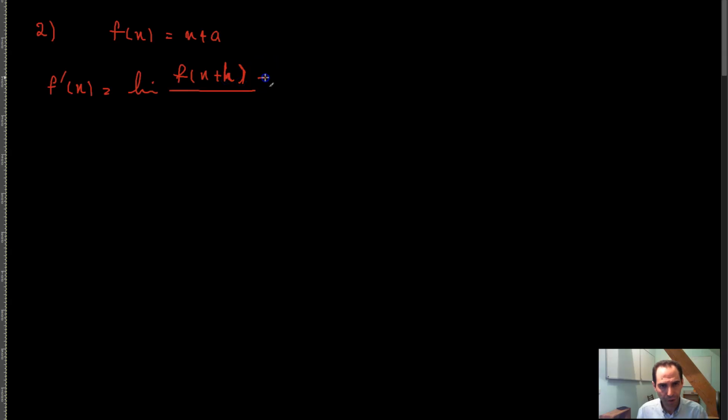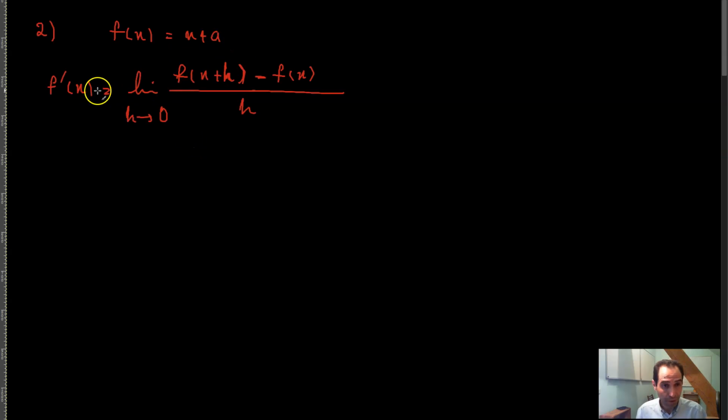Okay, it seems that you're supposed to solve these, at least in the case of this problem, using the first principle. So number 2, f of x is equal to x plus a. And so then the f prime of x would be equal to the limit of basically f of x plus h minus f of x over h as h tends to 0.